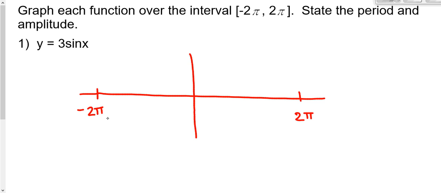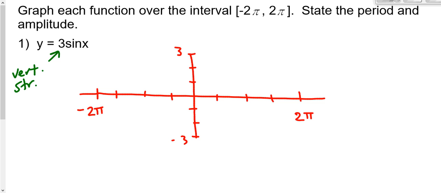Typically, I would make a mark at 1 and a mark at negative 1 on my y-axis, but because of the 3, that means we have a vertical stretch, and that means it's going to be 3 times taller. So we're going all the way up to 3 and down to negative 3. All right, so let's divide our intervals into 4 equal parts.